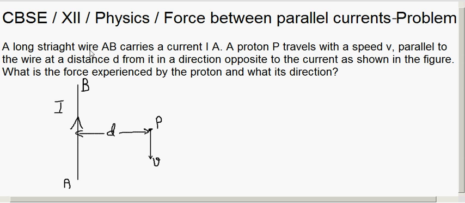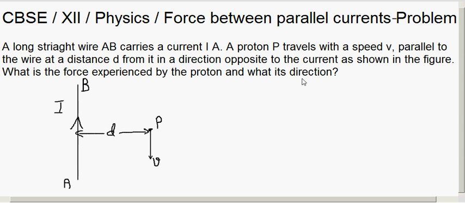A long straight wire AB carries a current I ampere. A proton P travels with a speed v parallel to the wire at a distance d from it in a direction opposite to the current, as shown in the figure. The current in the wire is upward and the proton is moving in the downward direction. What is the force experienced by the proton and what is its direction?